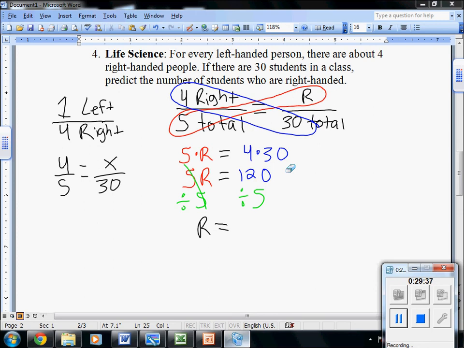Cancels. We're left with R equals 5 goes into 12. Or 10 goes into 120 12 times, but since 5 is half of 10, 5 goes in twice as many times. So it's going to be 24. So 5 is going to go into 12 24 times, and that's going to be your final answer to this question.